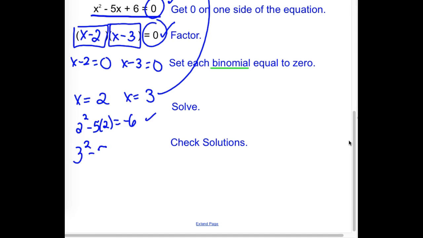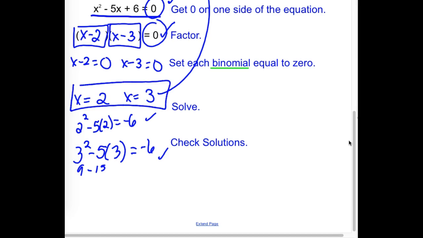Checking the 3. Is 3 squared minus 5 times 3 equal to negative 6? We end up with 9 minus 15. Does that work? Okay. So they both work. We would include them both as our solutions.